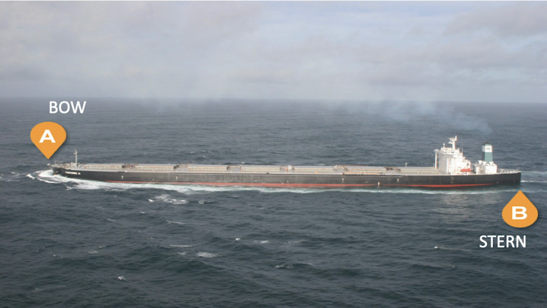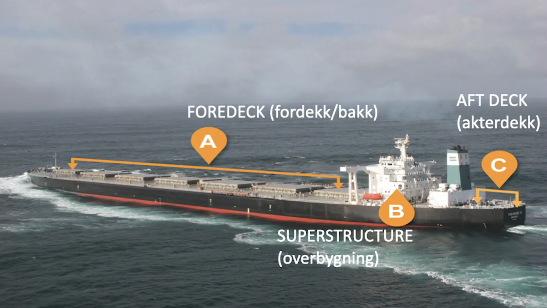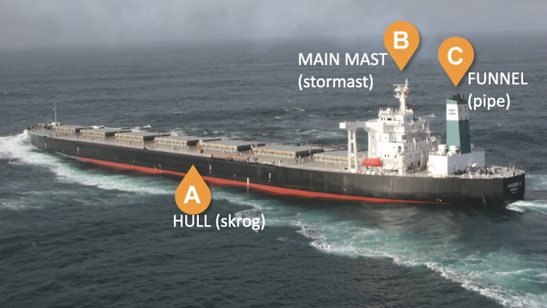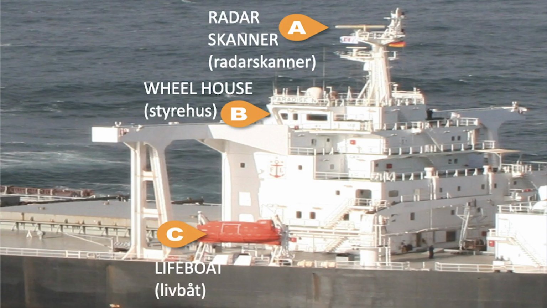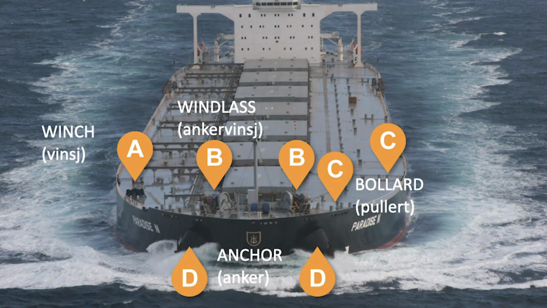The foremost point of the ship is the bow. The most aft part of the ship is called the stern. Here you see the foredeck, the superstructure, and the aft deck. Here you see the hull, the mainmast, and the funnel. Here you can see the radar scanner, the wheelhouse, and a lifeboat. Here is the winch, the windlass, the bollard, and the anchor.